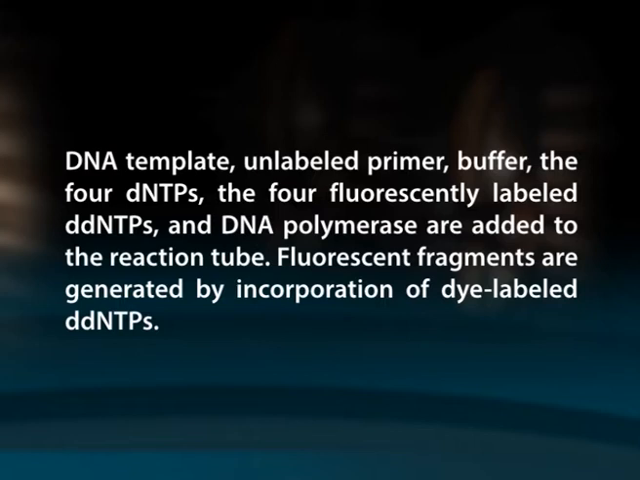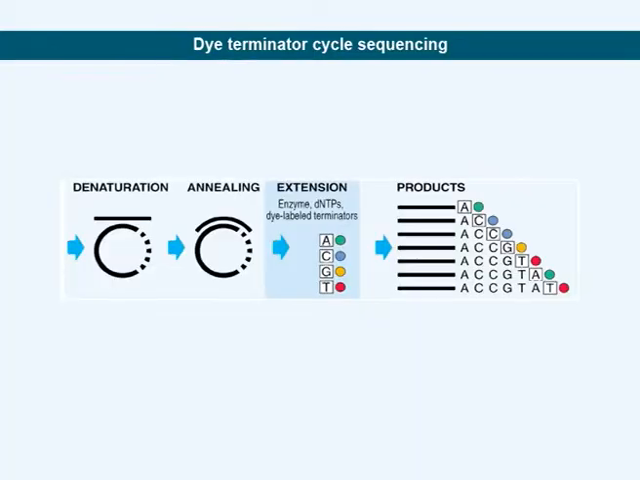to the reaction tube. Fluorescent fragments are generated by incorporation of dye labeled ddNTPs. Each different ddNTP, that means the ddATP, ddCTP, ddGTP or ddTTP, will carry a different color of dye. All terminated fragments, those ending with a ddNTP, therefore contain a dye at their 3' end.